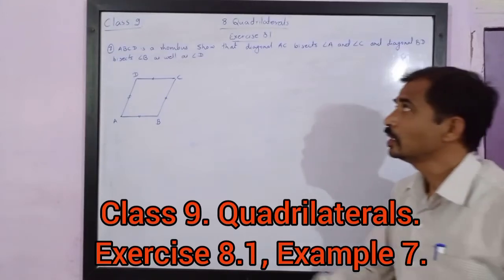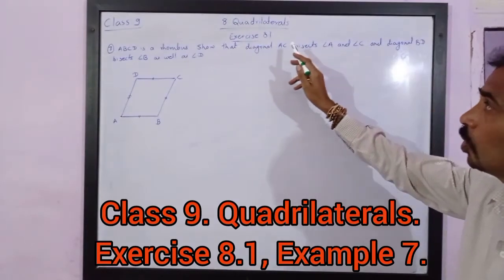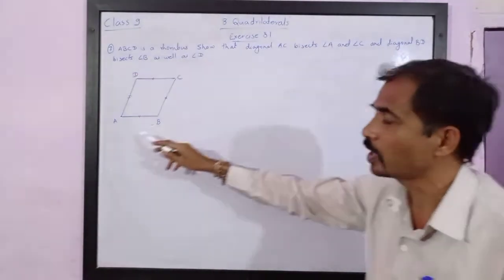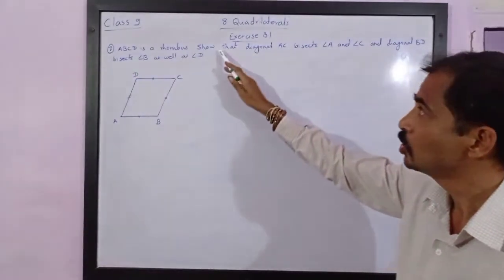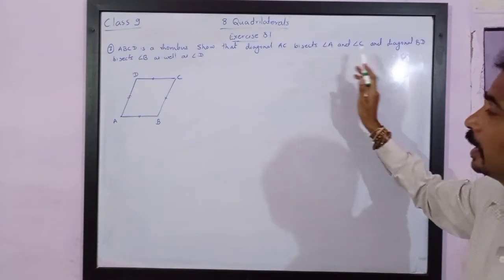Dear friends, in class 9 we are studying lesson 8, quadrilaterals, and in exercise 8.1 we have 7 questions. ABCD is a rhombus. This quadrilateral ABCD is a rhombus. Show that diagonal AC bisects angle A and C.